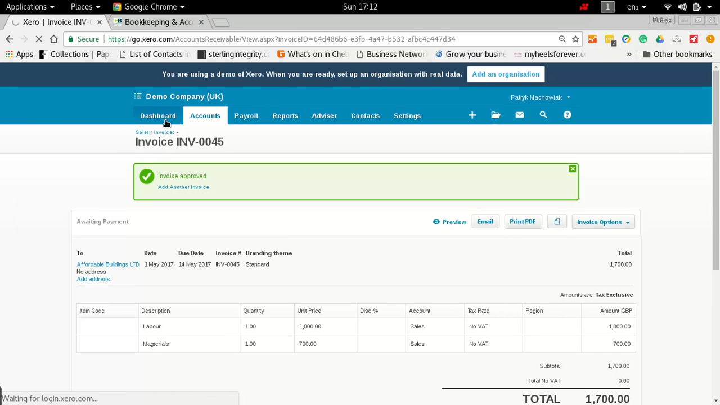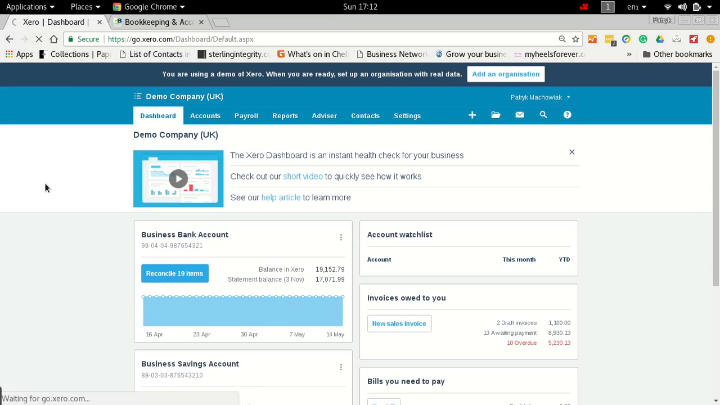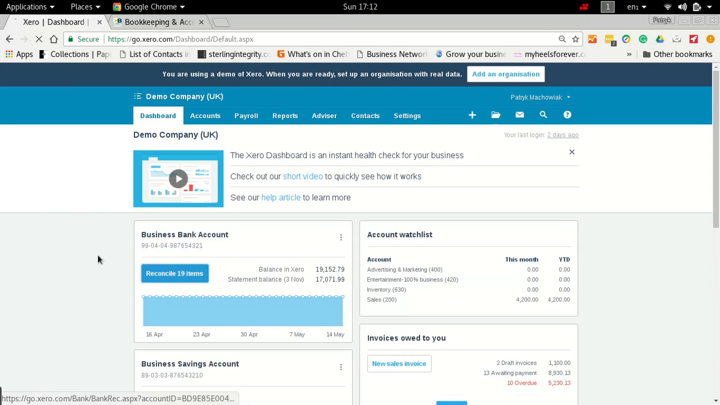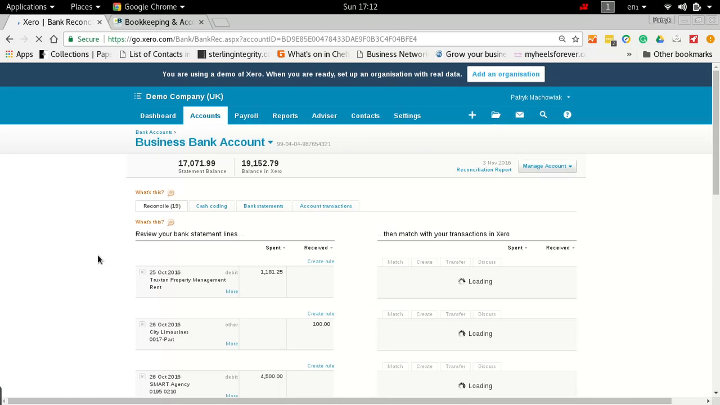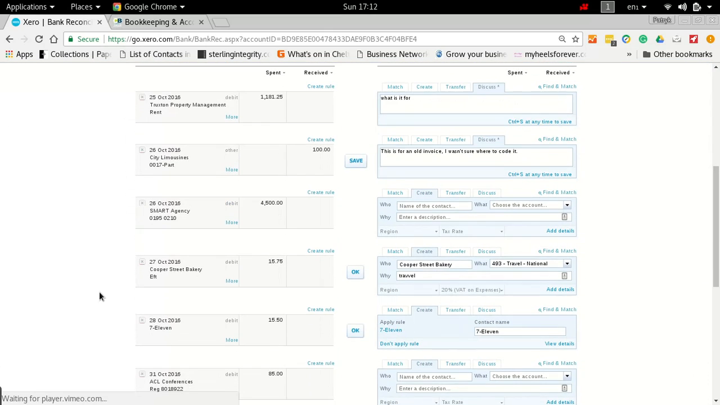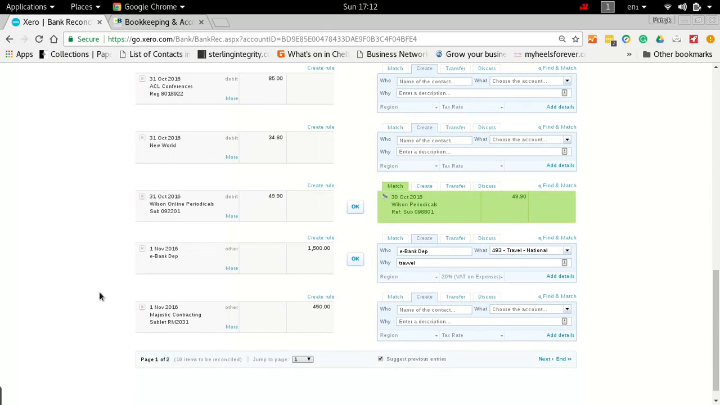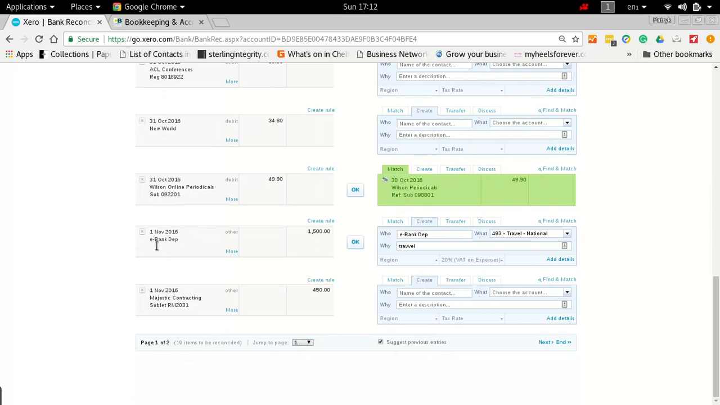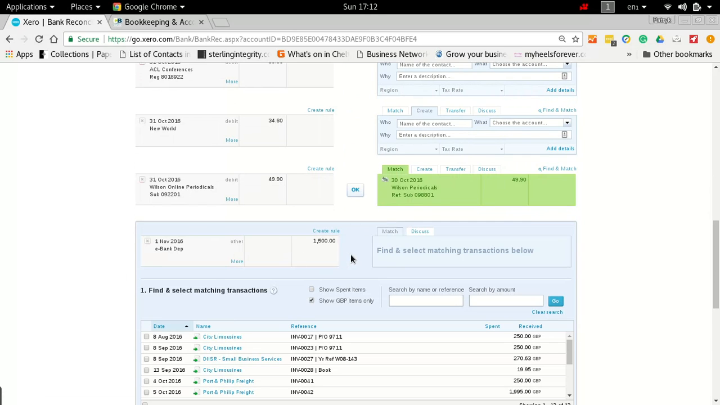Now we received a payment from the main contractor for that invoice. Remember, this is an invoice we, as a subcontractor, issued to the main contractor. So now they have to deduct Construction Industry Scheme tax, and that tax is calculated only on the labor. They used eBank, whatever, they deposited £1,500, which will have to be matched to our invoice.